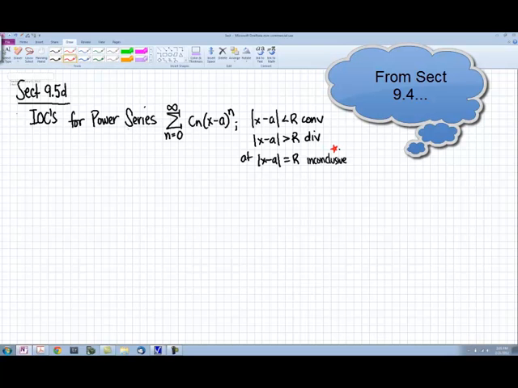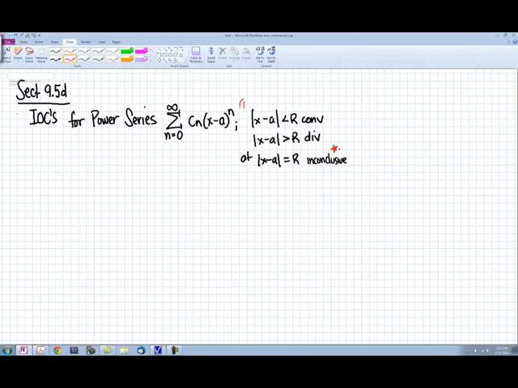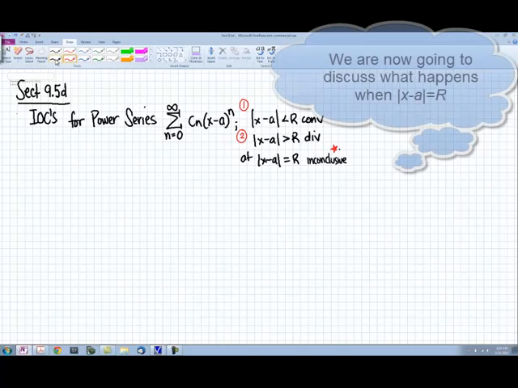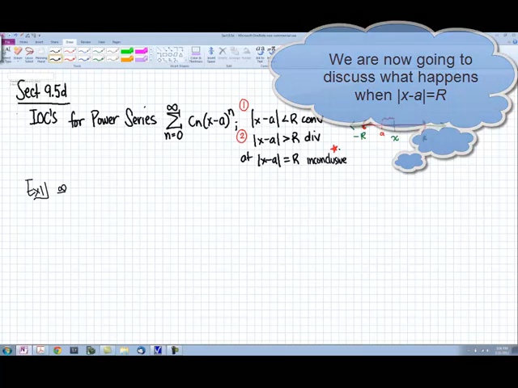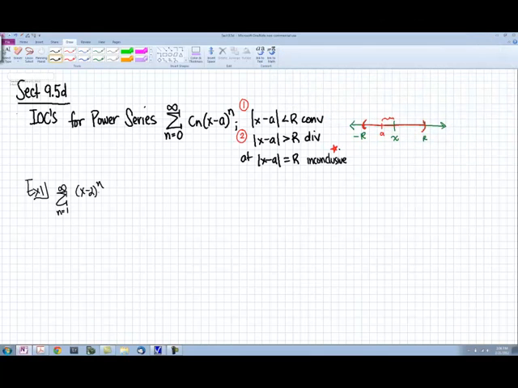Previously, we had talked about the power series, c sub n times x minus a to the n power, that it would do one of three things. It would either converge, and that would be when the absolute value of x minus a was less than r, or if it were greater than r, it would diverge, and if it were equal to r, it would be inconclusive.